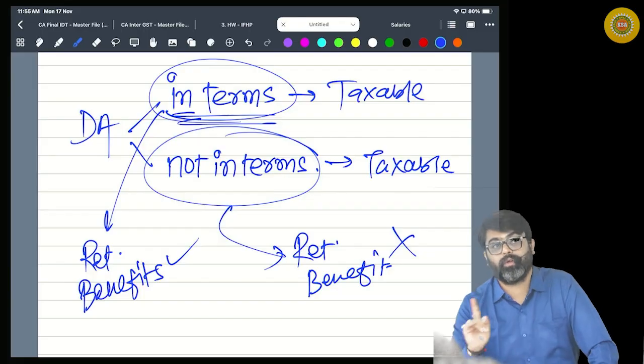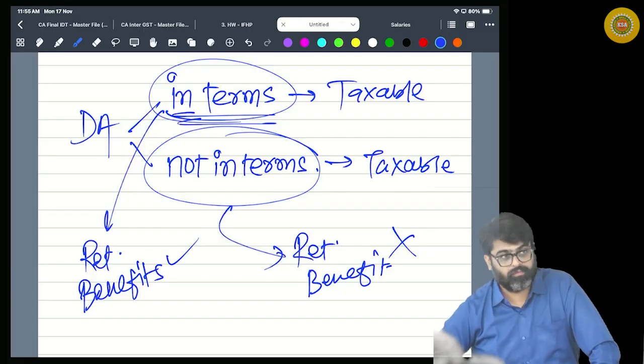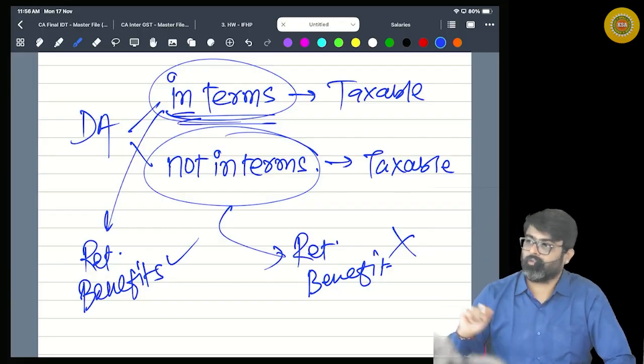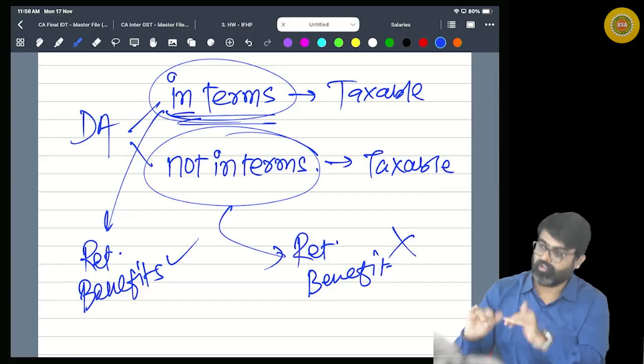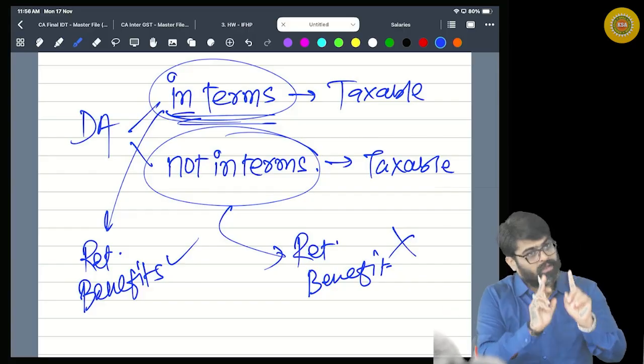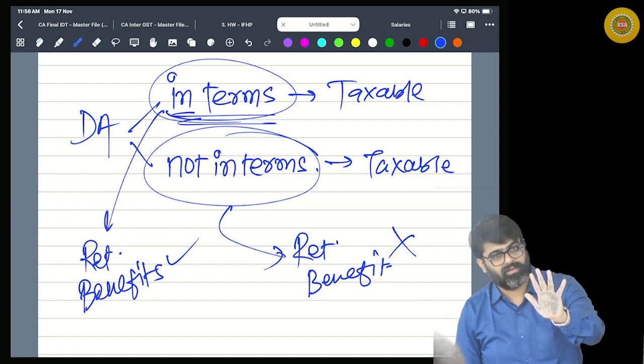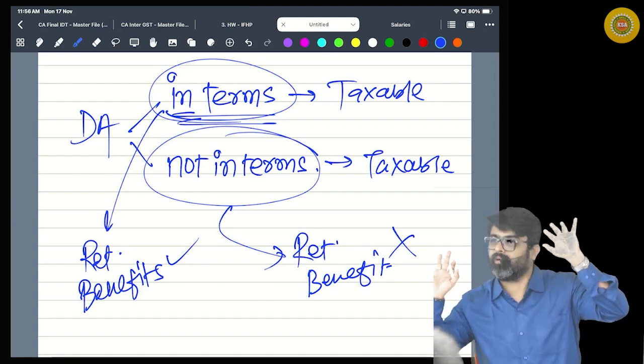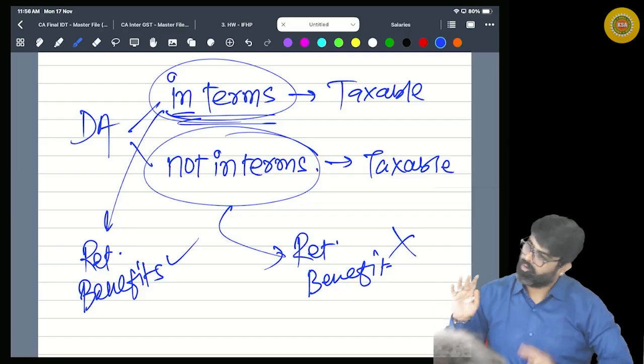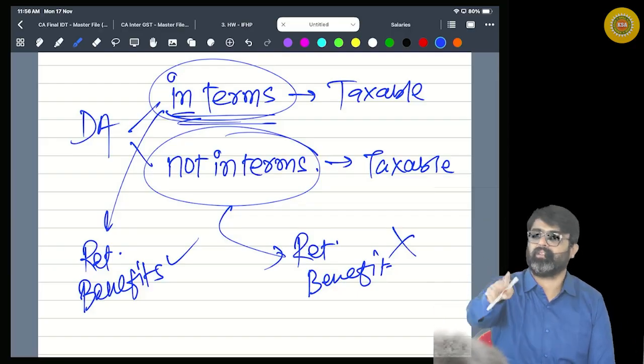So how much salary are you going to get? 60. 50 plus 10. When the month ends, he will negotiate. He will convince you that your salary should be 60,000. See, the work you are going to do for me is not that great. So 50,000 salary is sufficient and 10,000 DA is sufficient.